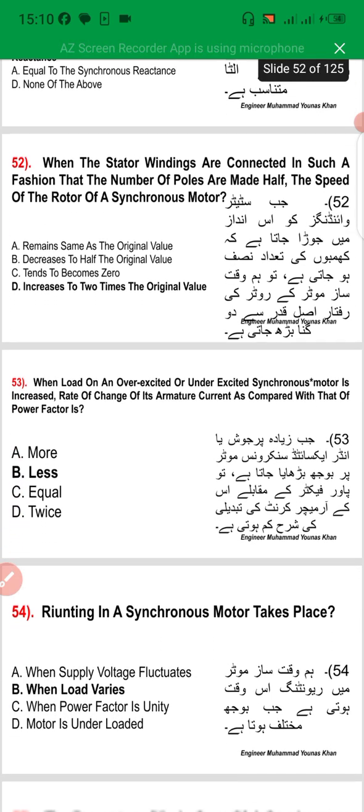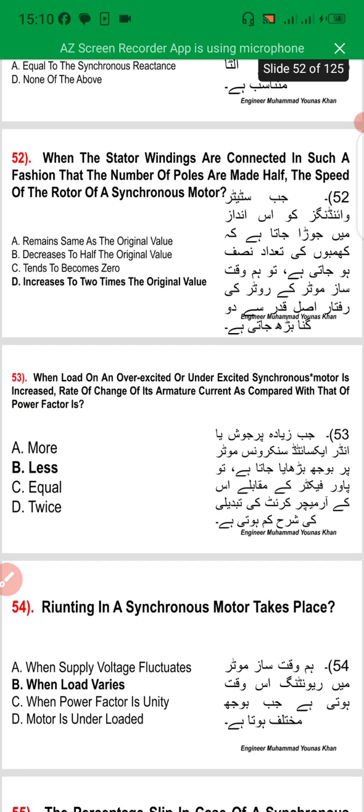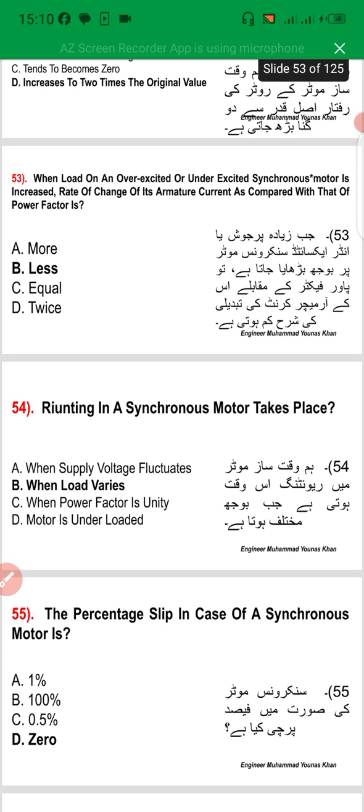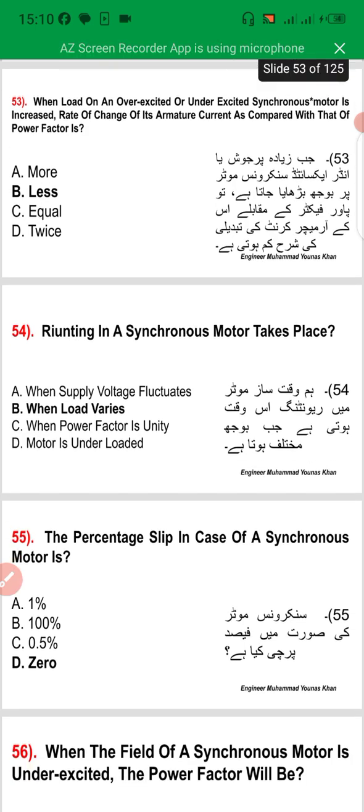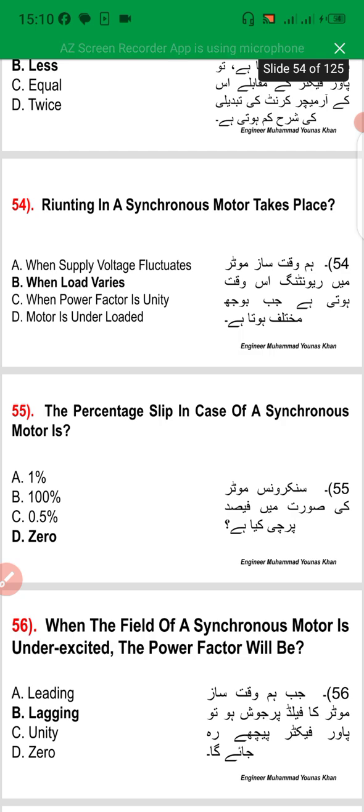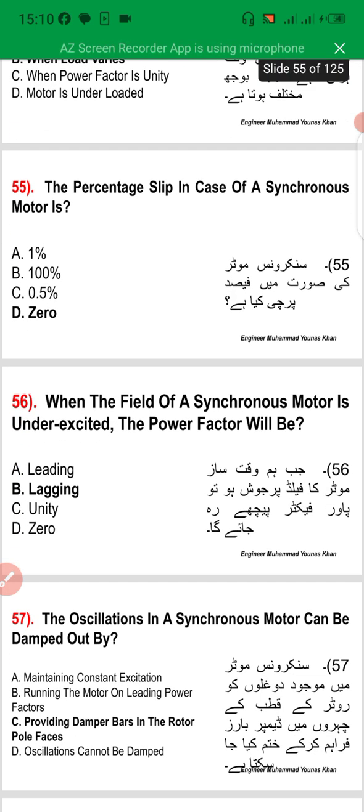When the stator windings are connected in such a fashion that the number of poles is halved, the speed of the rotor of a synchronous motor increases to 2 times the original value. When load on an over-excited or under-excited synchronous motor is increased, rate of change of its armature current as compared with that of power factor is less. Hunting in a synchronous motor takes place when load varies. The percentage slip in case of a synchronous motor is 0.